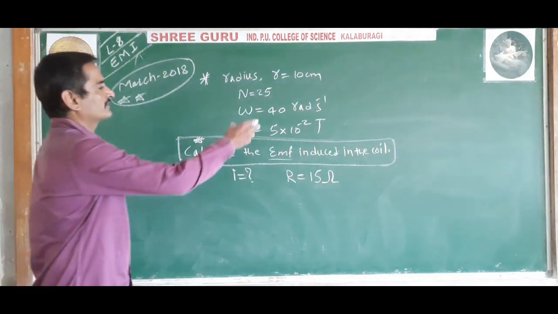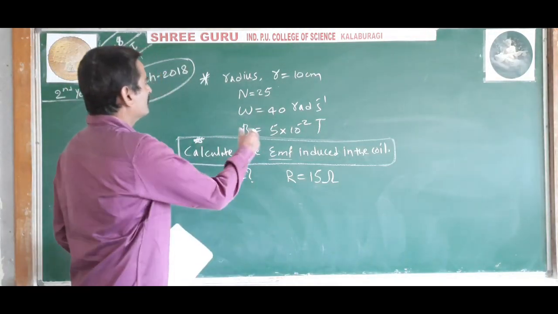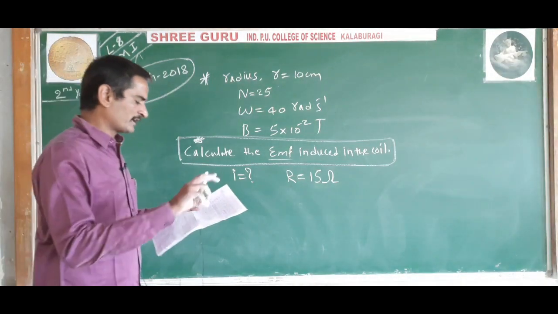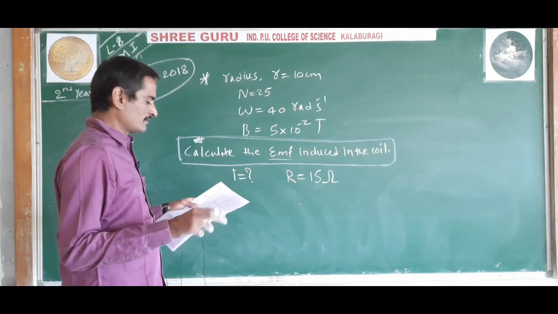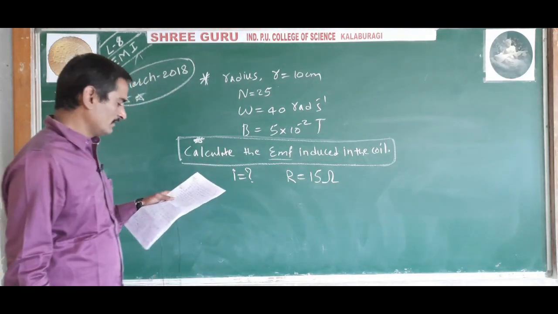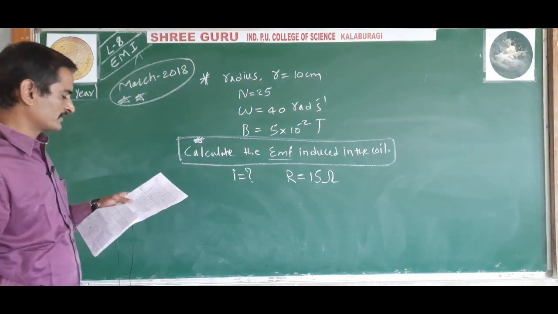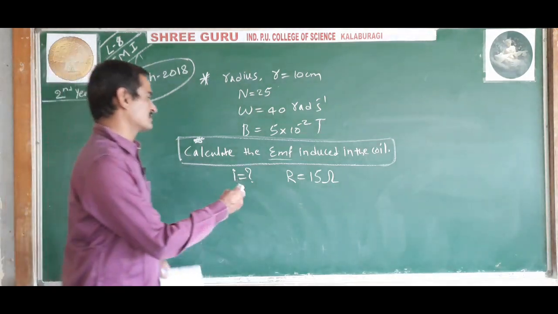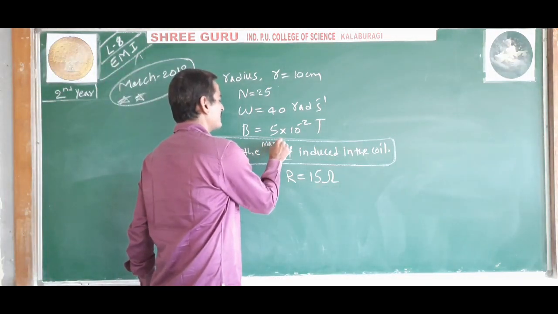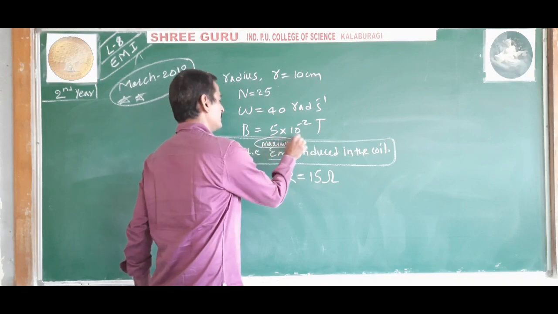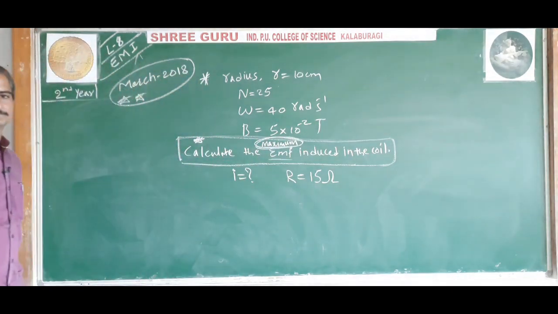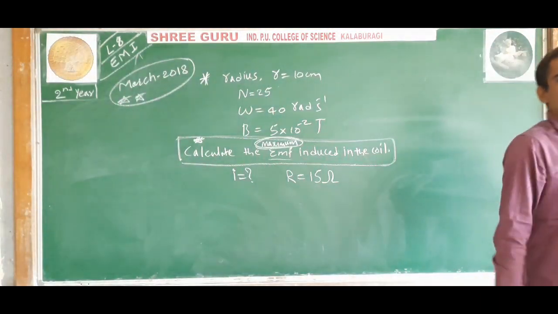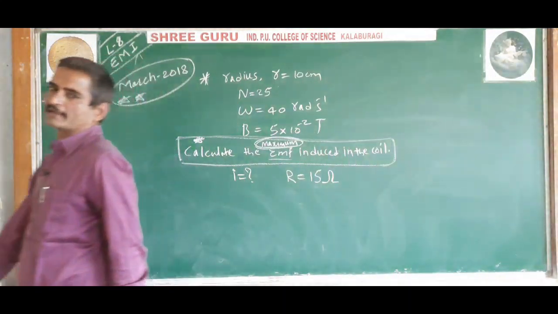According to the question, this is rotation of the coil, right? A circular coil of radius 10 centimeter and 25 turns is rotated about its vertical diameter with an angular speed, that is given, in a uniform horizontal magnetic field of magnitude. Calculate the EMF induced in the coil. Actually, this has to be maximum EMF induced in the coil. The question has to be like this: calculate the maximum EMF induced in the coil. Then it becomes correct.